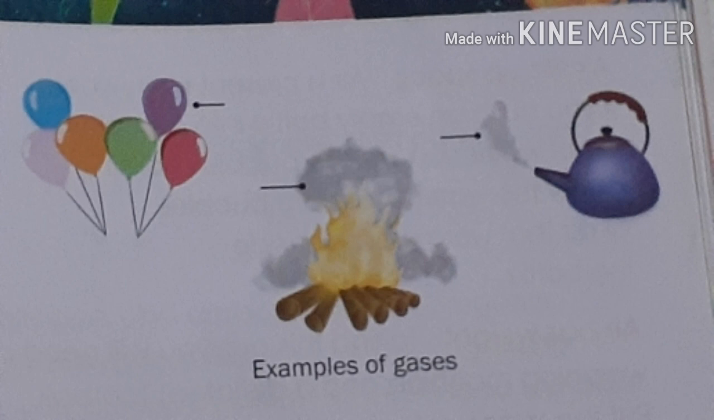Gases are the substances in which particles are very loosely packed. These particles get enough space to move around freely. Why? Because the particles are very loosely packed, so they can move around freely. Gases occupy the entire space available to them as their particles can move around freely and they are loosely packed. Children, air and cooking gases are mixtures of gases and they can be considered as examples of gases.